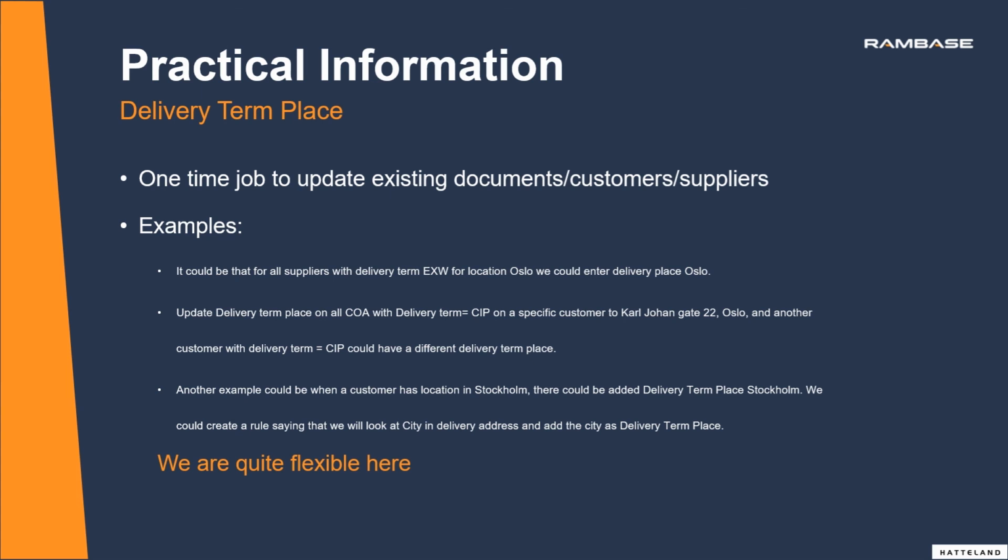Another example could be when a customer has a location in Stockholm, there could be added a delivery term place called Stockholm, and where we could create the rule then saying that we'll look at city in delivery address and add this city as the delivery term place. So as you can see here, we are quite flexible with this update.